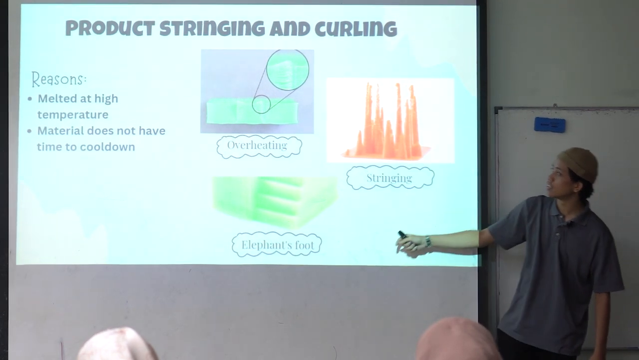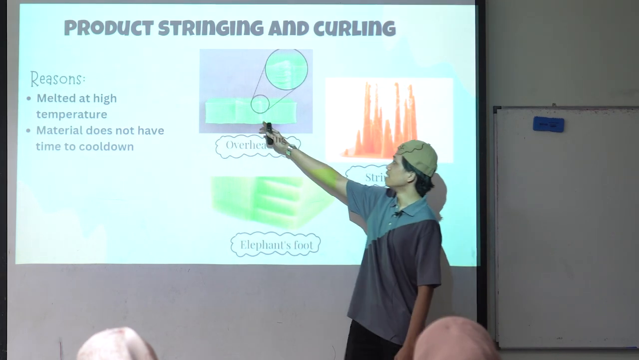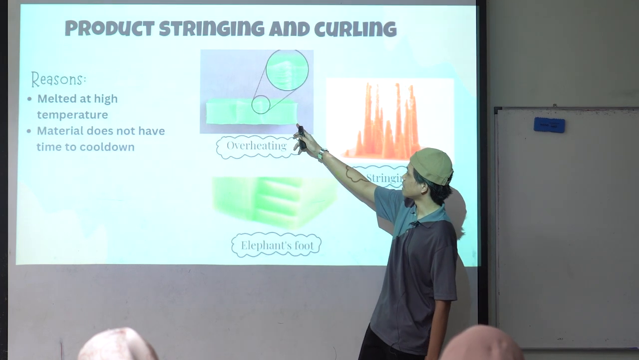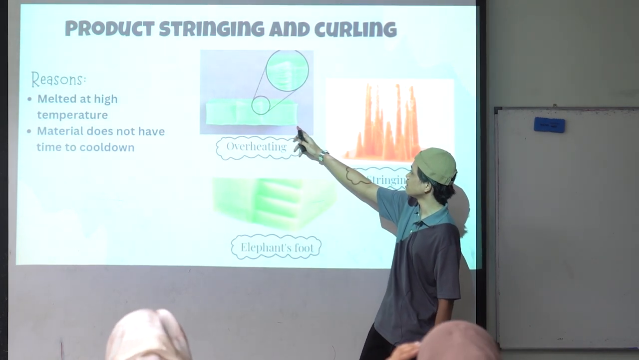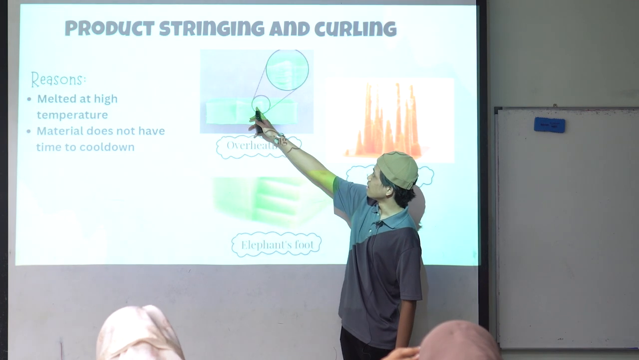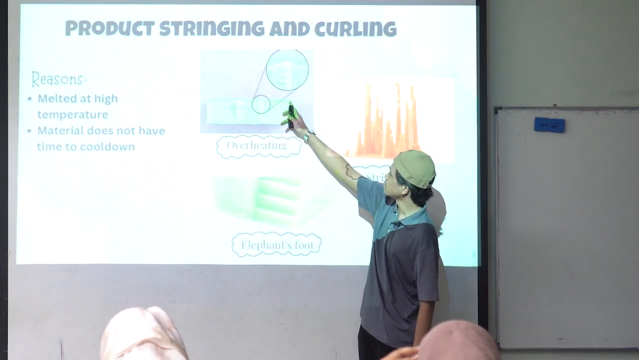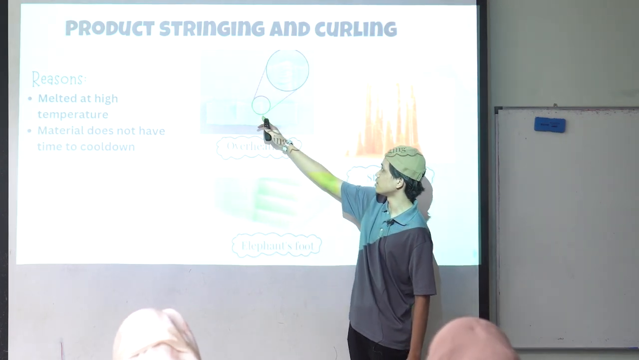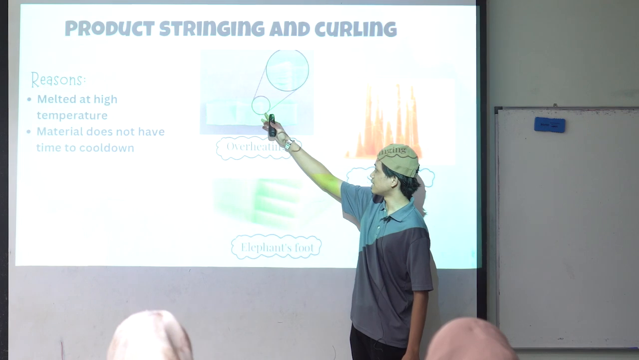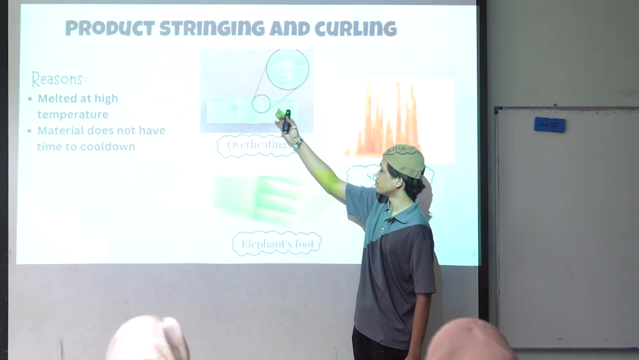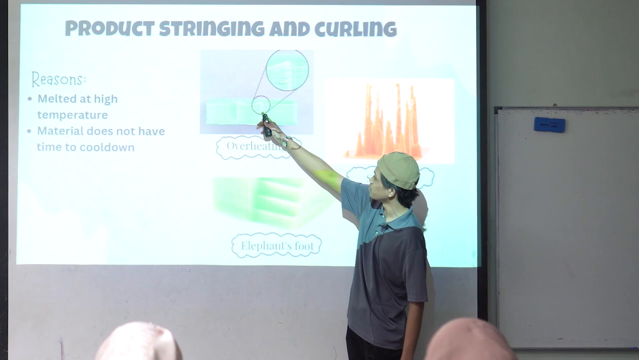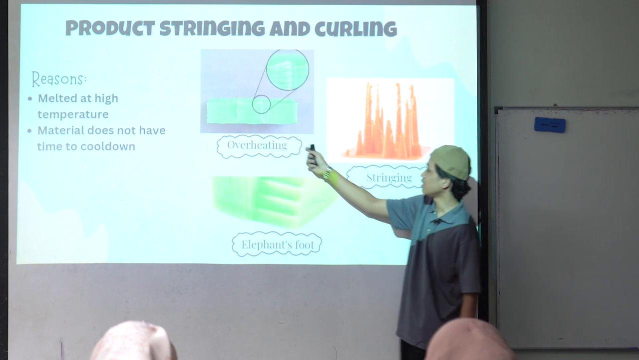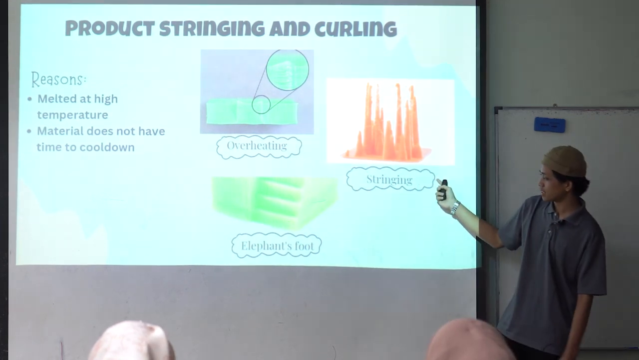And then I will explain about the curling. You can see the curling is like a curled product, and it occurs because the layer in the middle of the layers sunk, and the temperature is too high too. The product is melted at a high temperature and does not have sufficient time to cool down and becomes a curling product.